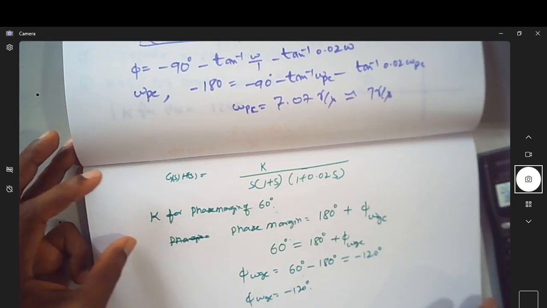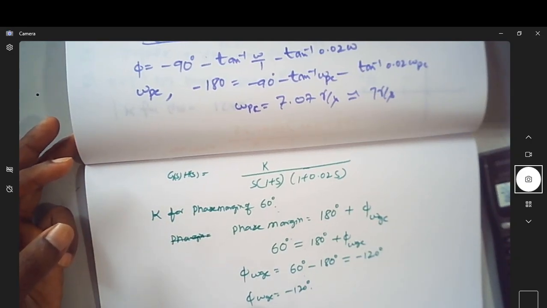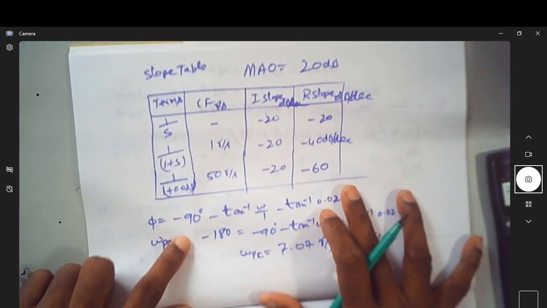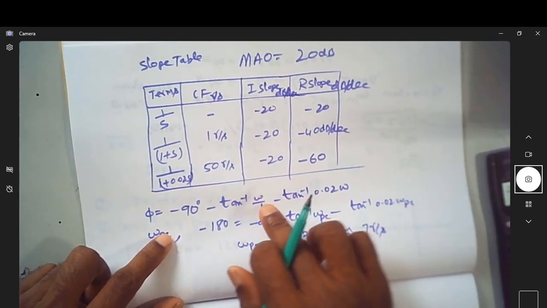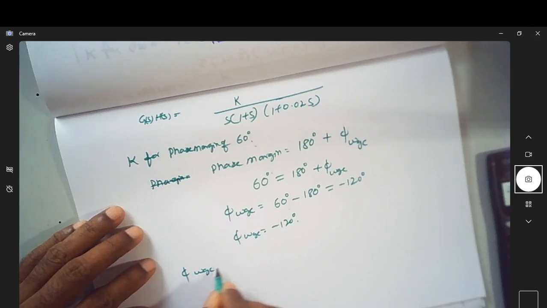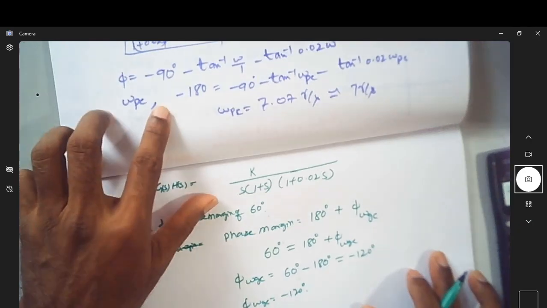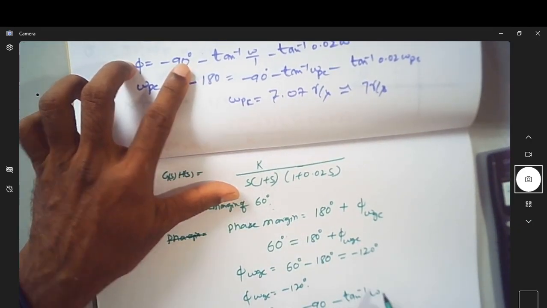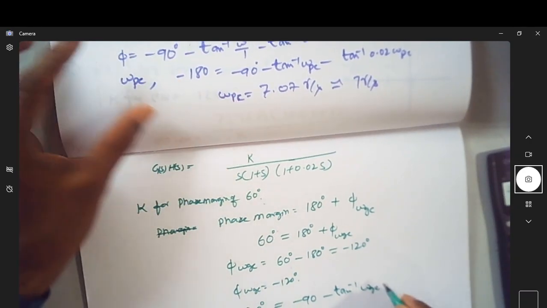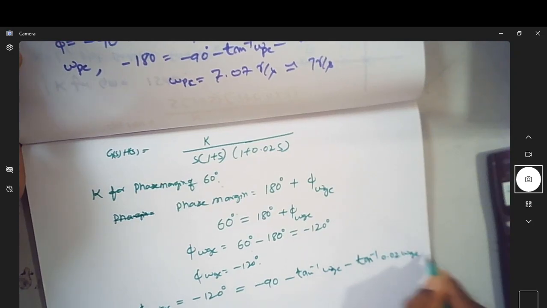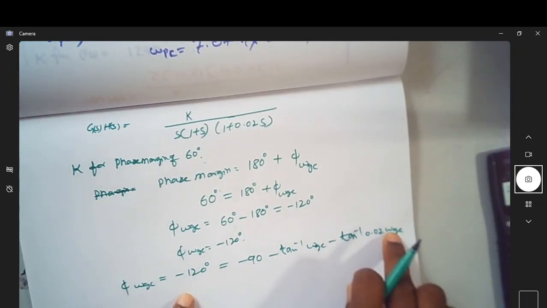Now we will use this value of phi at omega GC and go to the phase equation to find omega GC. So phi at omega GC is equal to minus 120 degrees. What is the phase equation? The phase equation is minus 90 minus tan inverse of omega GC, minus tan inverse of 0.02 omega GC. Now you feed this equation and try to solve for omega GC.